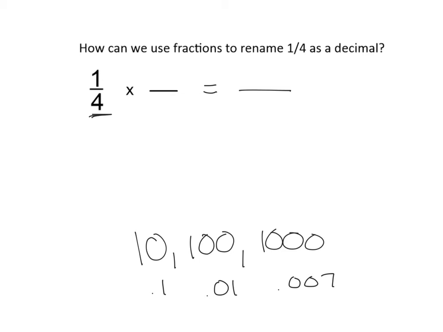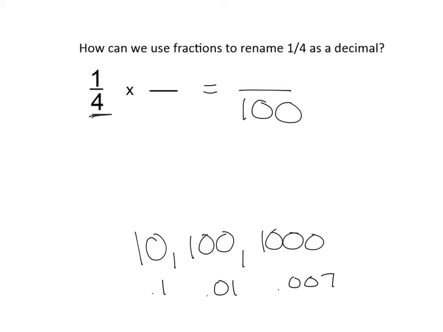So can 4 become 10? 4 times a number equals 10? No. Can 4 become 100? Is 4 times a number equal to 100? Yes, so we're going to use 100. Now all I need to do is figure out what my 1 whole is going to be, and put that right here as a fraction. So 1/4 times 1 whole is going to equal a number over 100.